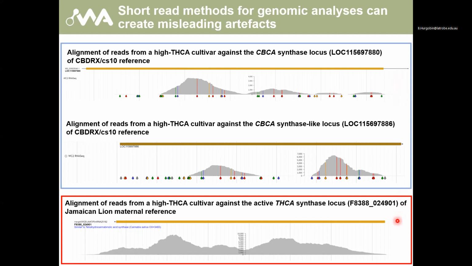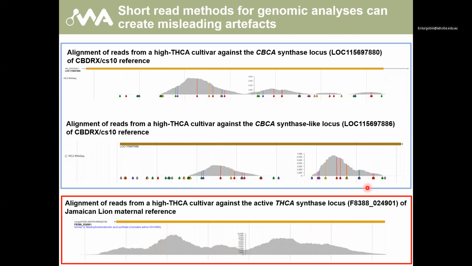And the bottom panel shows the alignments against the functional THCA synthase locus. So we can see that although the reads technically align to all 3 loci, the alignments at the 2 CBCA synthase loci contain many single nucleotide polymorphisms, which are shown here by the vertical colored lines. And we can also see that the read coverage of these 2 loci is not as even as what we see against the THCA synthase locus.